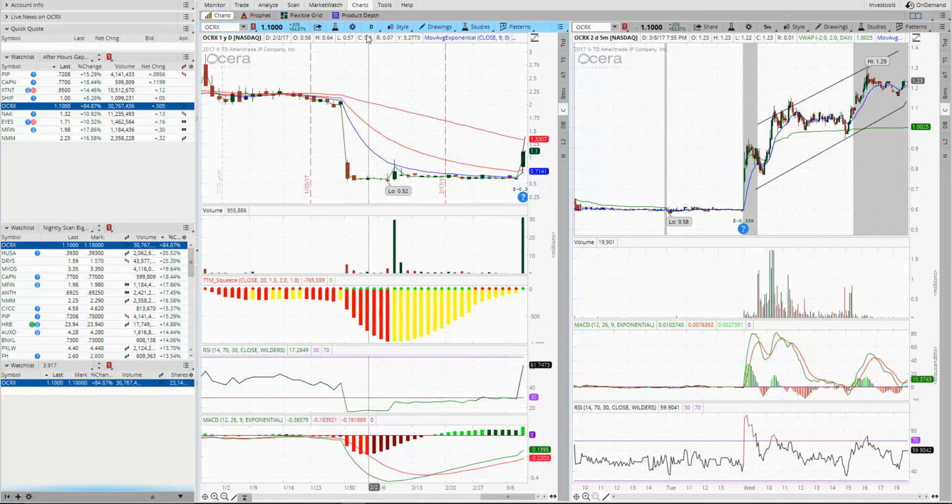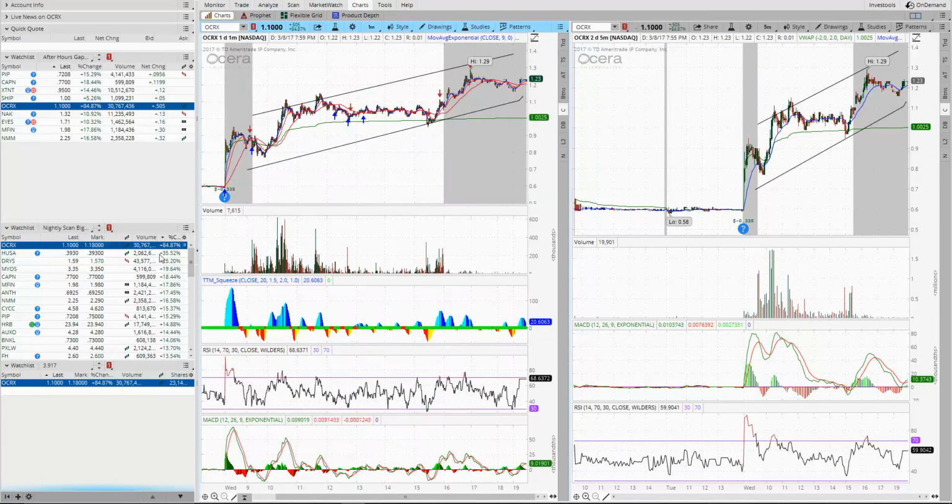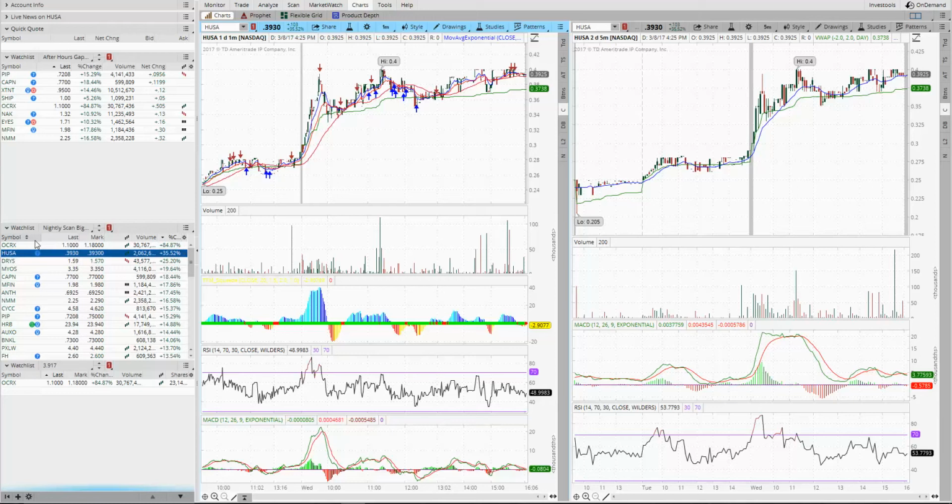All right, so with that said, let's keep moving on. Next stop, HUSA. Look, another stock that traded 2 million shares on the 5 minute five days ago. This was 20 cents. Wow, this is already at 40 cents now. So it's held its highs. It's a choppy stock.